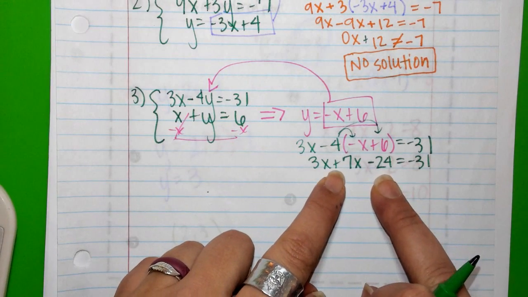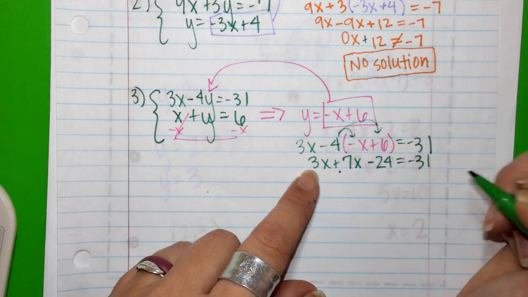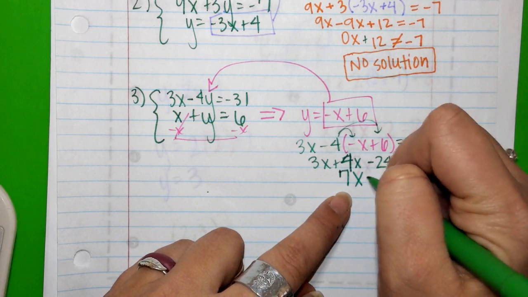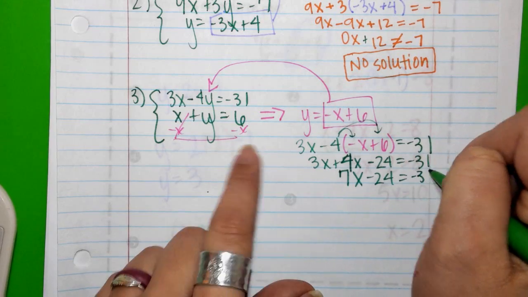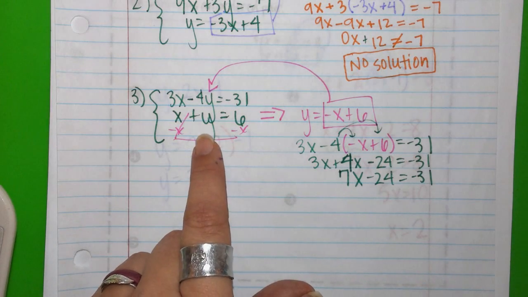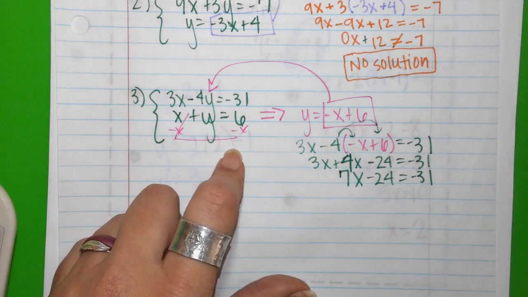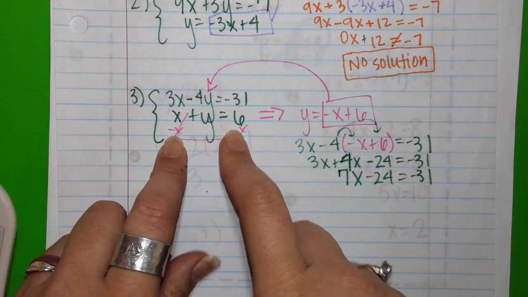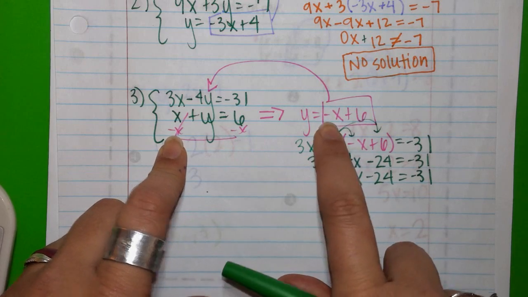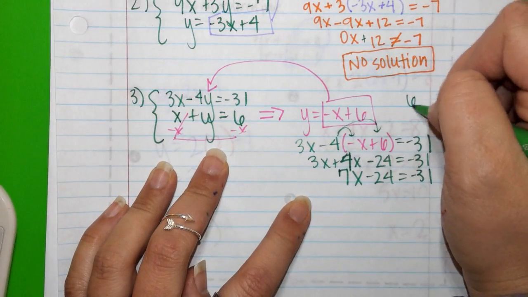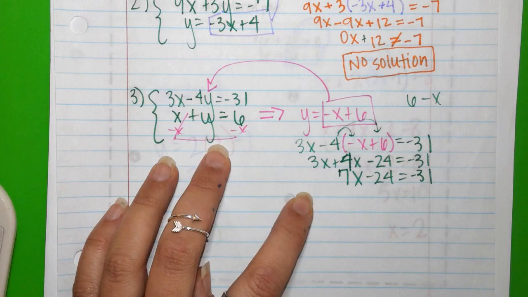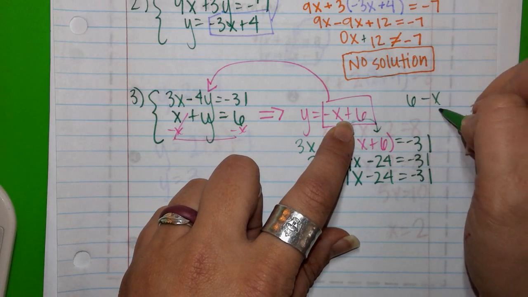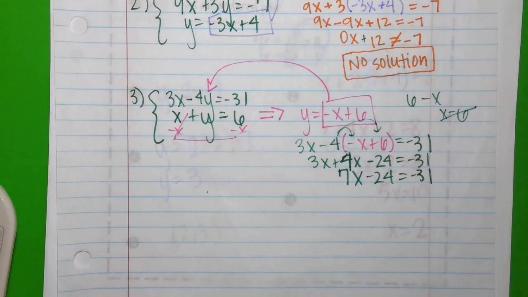Alright, so you combine like terms. I changed that to a 7. That should be a 4. And it becomes 7x minus 24 equals negative 31. And again, I started this problem by solving for y. You can solve for x and you're still going to get the same answer. But I solved for y by subtracting x from both sides. That's negative x plus 6 or 6 minus x. It's the same thing. This is not the same thing as x minus 6.